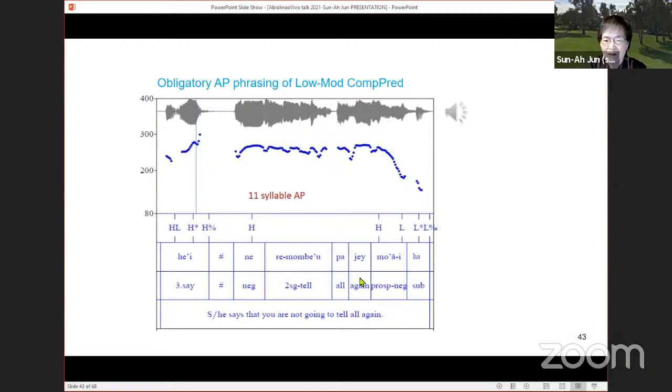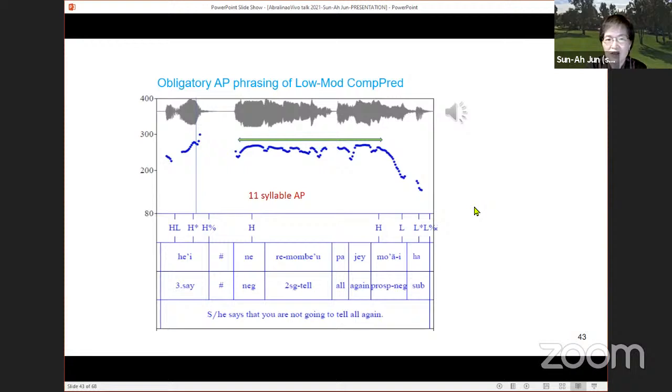because the verb tell is modified by the low modifier adverb again. So, tell again. The meaning of the whole sentence is, she says that you are not going to tell all again. So these grammatical functions are all included in one AP. It's a very long AP. The subject by itself forms one intonation phrase. The whole 11 syllables are not influenced by the length constraints.